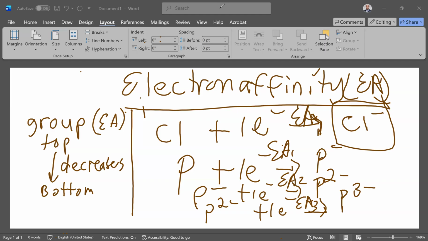Now, from left to right in a period, it increases. So that's quite similar to the ionization energy. The only thing is ionization energy and electron affinity will behave the same in the periodic table for the elements. However, the atomic radius is quite the opposite.